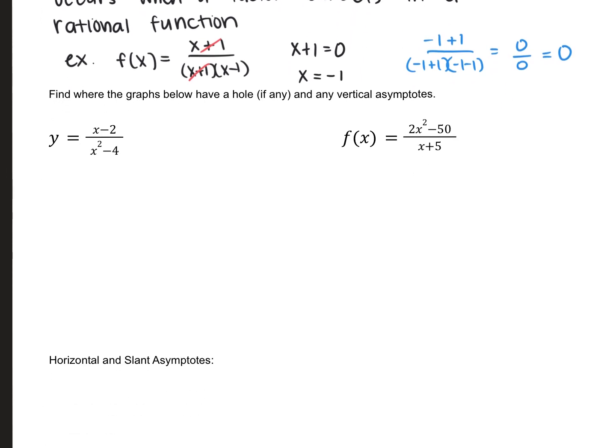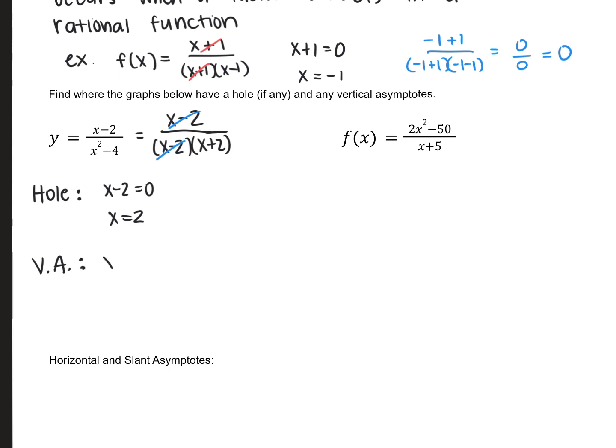All right, so what we're going to do is find where the graphs have a hole, if there is one, and any vertical asymptote. So what I need to do is factor my function. So I'm going to have x minus 2 over x minus 2, x plus 2. And I'm going to have the x minus 2 cancel, so that tells me I have a hole where x minus 2 equals 0, which means I have a hole at x equals 2. It also tells me I have a vertical asymptote, specifically when x plus 2 equals 0, because that's the only thing left in my denominator, which is at x equals negative 2.